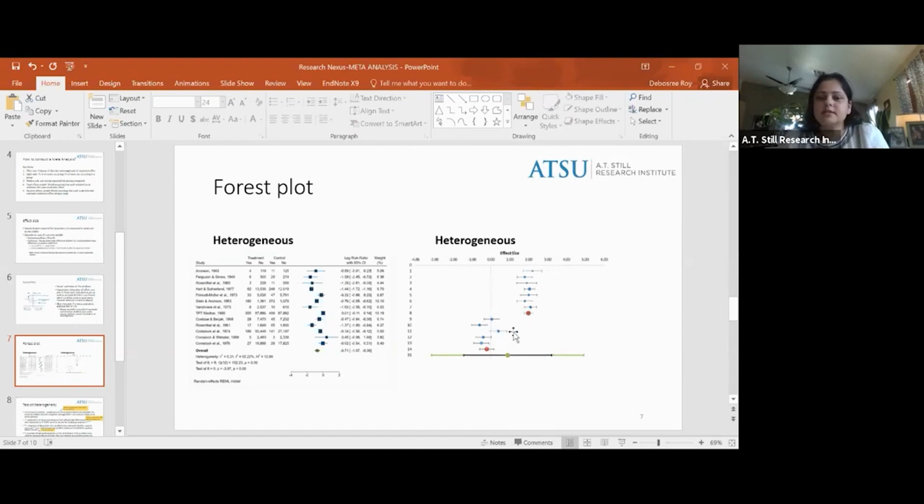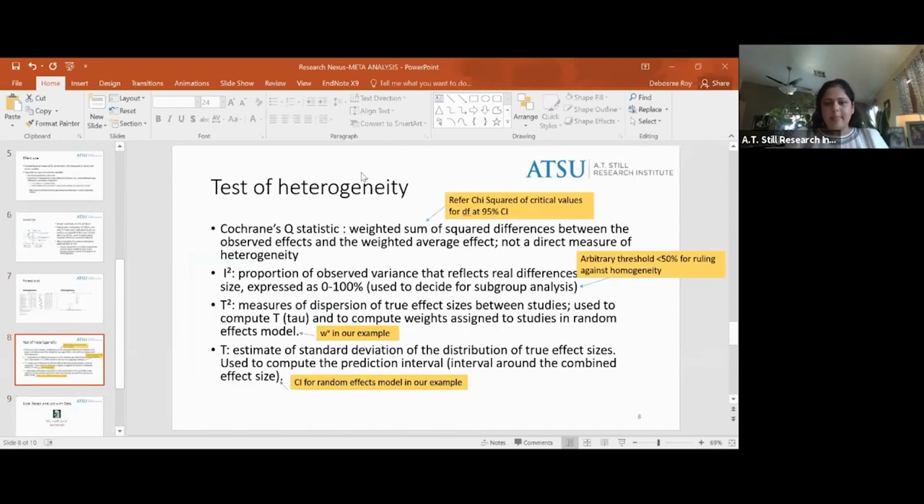The subgroup analysis requires a meta-regression. You actually just use a linear or ordinal regression, depending on your outcome variable, to see what the odds of the treatment are against the control. Any questions so far? Okay, so I'm going to go ahead and talk about the statistical tests that I showed you in the previous slide.